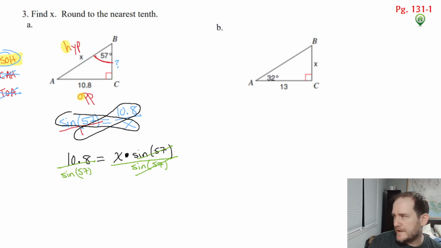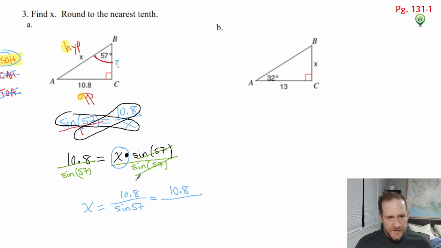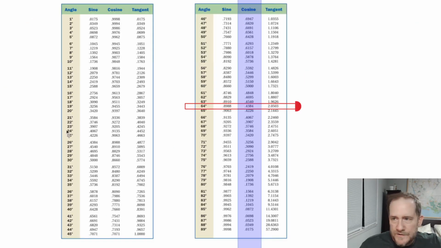So we finally end up with an answer where our x that is now all alone, our x is equal to 10.8 in the numerator divided by the sine of 57 in the denominator. But what the heck is the sine of 57? Again, if you have a fancy calculator, you can just hit the buttons, but if you don't, then you got to go back to your little sine chart.